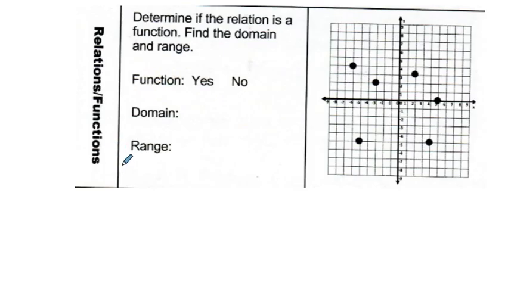Next, relations, functions. Determine if the relation is a function, find the domain and range. What you're looking for is a vertical line test. A point above another means it cannot be a function. Hope you remember that song.